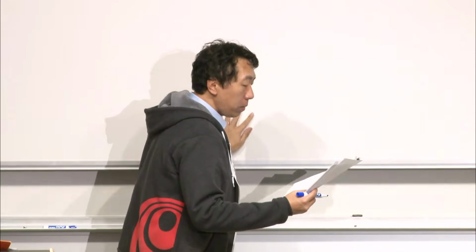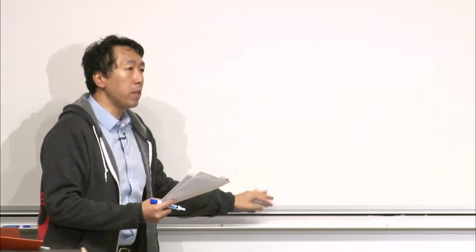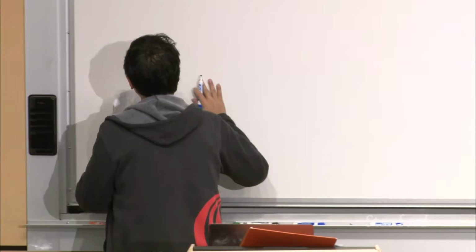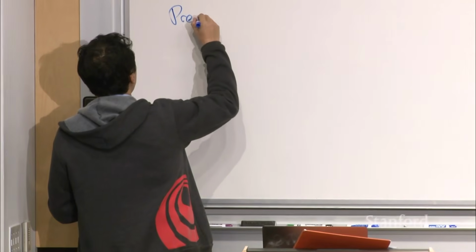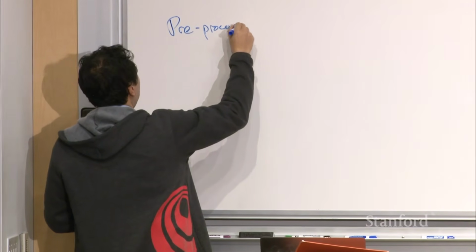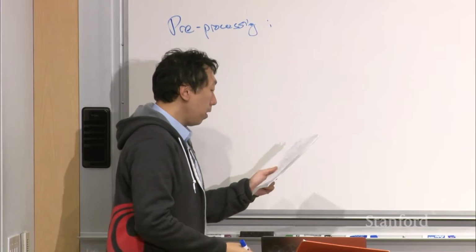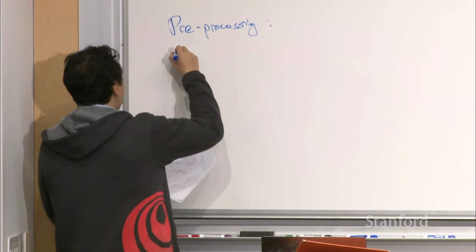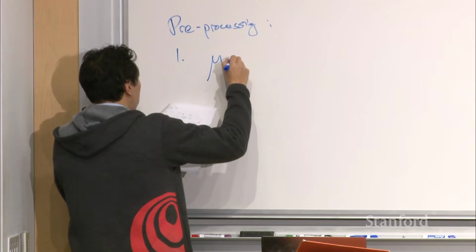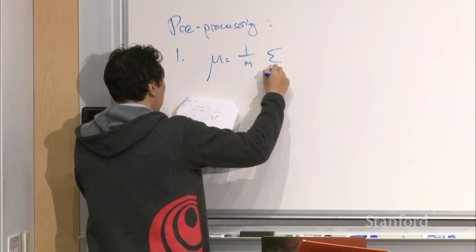Let's talk about how you would actually implement something to reduce the dimension of the data. Before running PCA, a common preprocessing step is to zero out the mean and standardize the standard deviation.